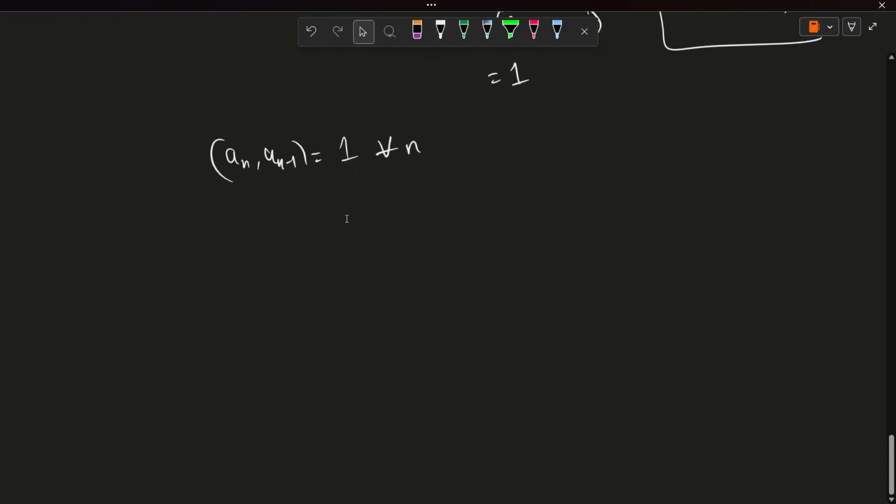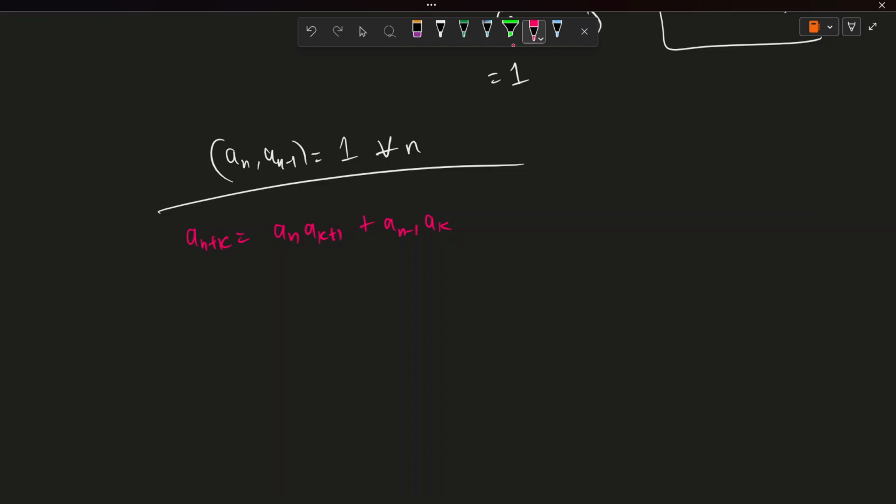This is the result. The second result is: we will prove that a_{n+k} is equal to a_n a_{k+1} plus a_{n-1} a_k. This is another result from the Fibonacci series. We will again prove this by induction. The base case I leave as an exercise.